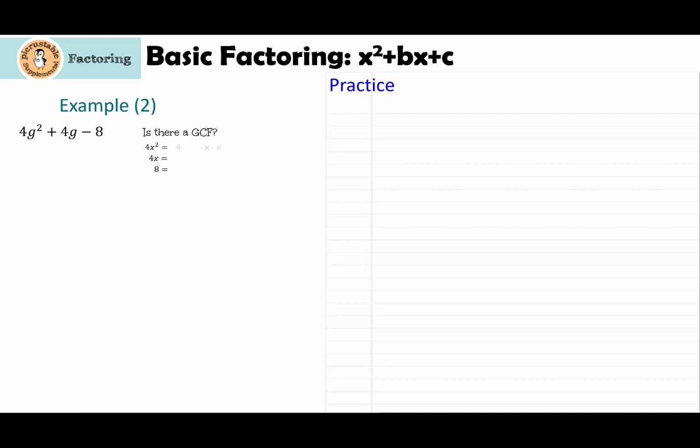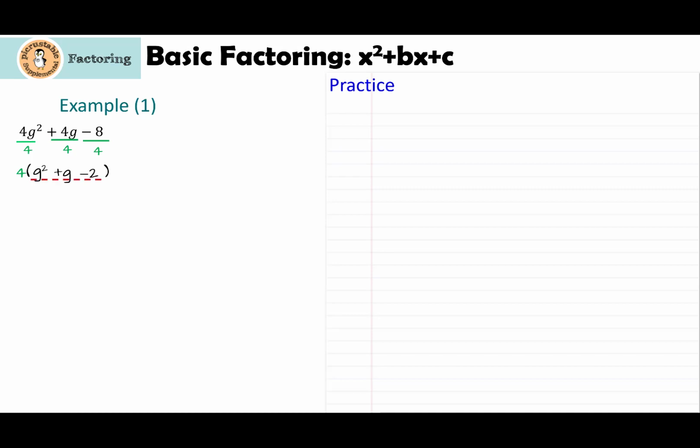So 4x squared is 4 times x times x. 4x is 4 times x, and then 8 is 4 times 2. You notice that I wrote like factors on top of each other. So it turns out that 4 is our greatest common factor. Rewrite it here so I have 4 in a parentheses. That means I'm going to divide everything by 4. So 4g squared divided by 4 is g squared. 4g divided by 4 is g. And negative 8 divided by 4 is negative 2.